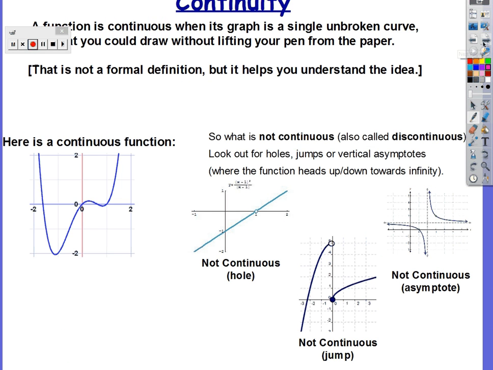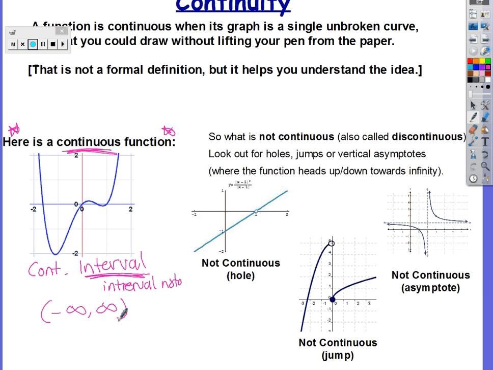Another thing you need to know is whether or not a function is continuous. Here you can look on this graph and you can see this is a continuous function. Now in your packet it'll ask you for the continuous interval. So you're looking for an interval, which means you want interval notation. Okay? So if it's continuous across the entire graph, the continuous interval would be all real numbers.